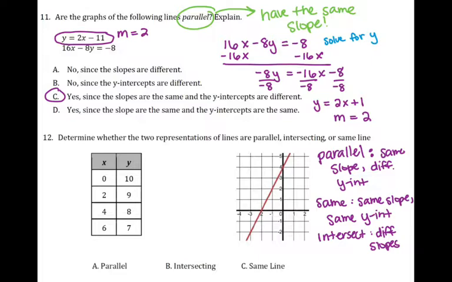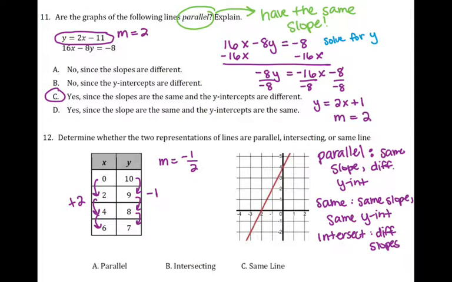Okay, so let's compare the table and the graph. If I look at my table, I'm going to look at my change in y. What is happening to my y's? My y's are decreasing by 1. For every x, I am increasing by 2. So my slope for my table is negative 1 over 2.